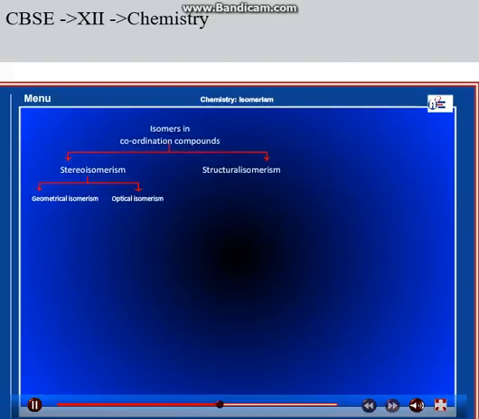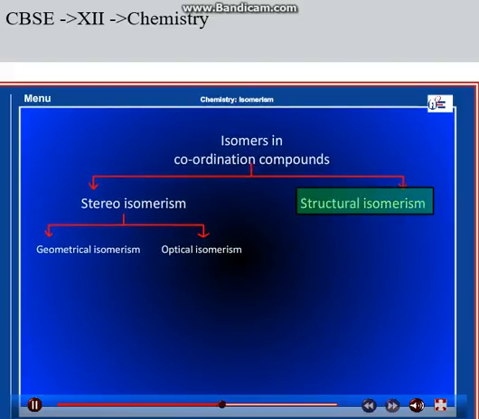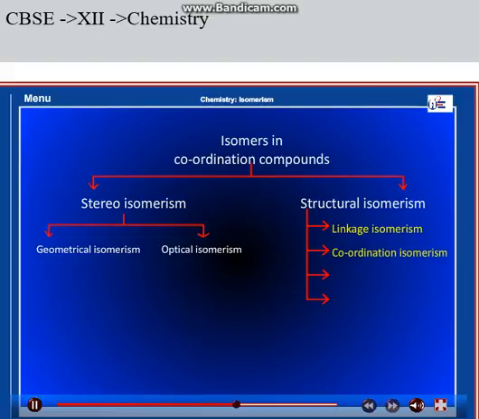The second principal type of isomerism is structural isomerism. Structural isomers have different bonds. The different types of structural isomerism are linkage isomerism, coordination isomerism, ionization isomerism, and solvate isomerism.